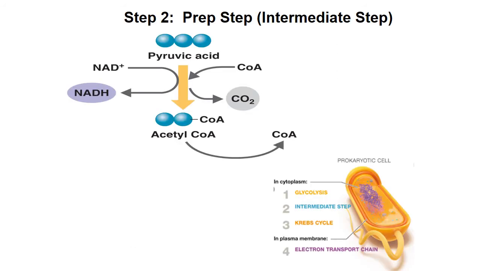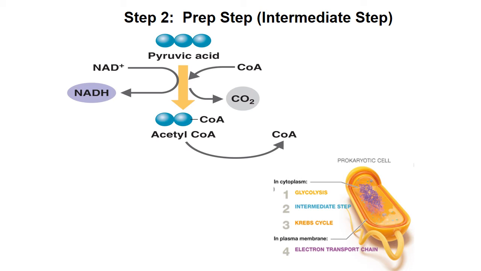On this slide, you can see the prep step in depth, otherwise known as the intermediate step. In the prep step, we have 3 carbons, 1, 2, 3. That was the splitting of glucose. Glucose had 6 carbons, we divided that in half. 6 divided by 2 is 3. In the prep step, the pyruvic acid is going to lose a carbon and become acetyl. Each of those carbons lost become carbon dioxide.